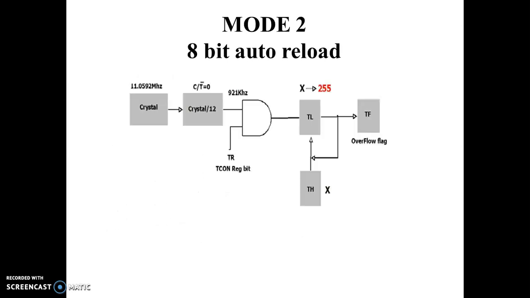Moving on to mode 2. This mode is also known as auto reload mode. As in previous modes, if the bits of TL go from 1s to 0s, then the timer overflow flag is set, TF equal to 1. Then the content of TH is loaded to TL, as we see in this diagram. Then the counting is started. So this is about the mode 2 operation.